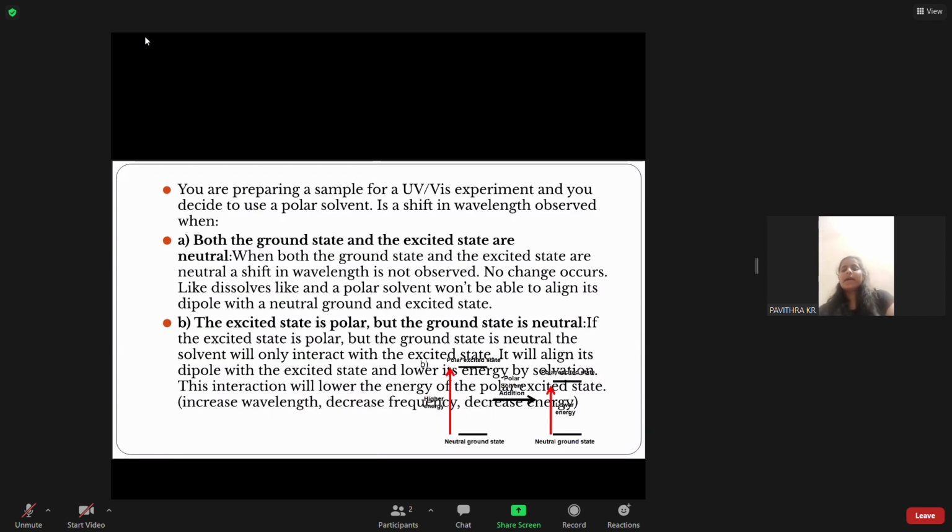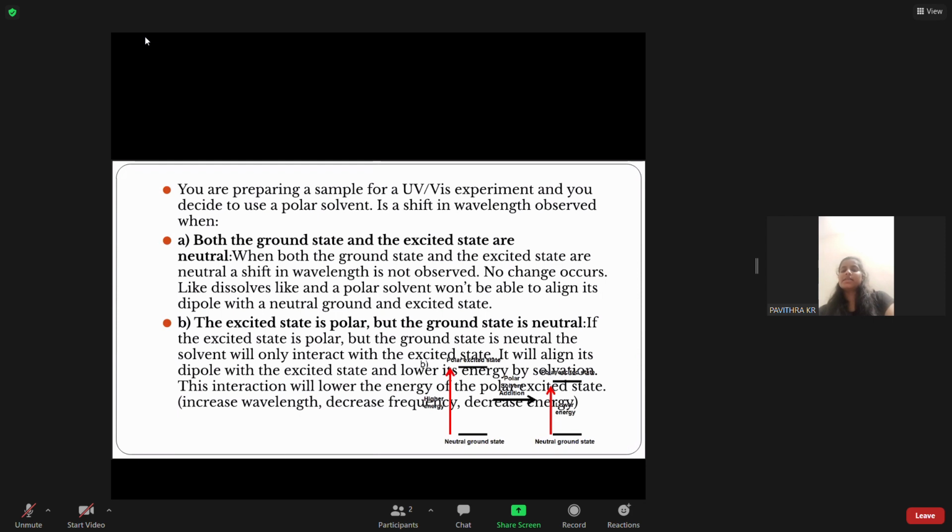Consider you're preparing a sample for UV or visible experiments and you decide to use a polar solvent. Is a shift in wavelength observed when both the ground state and the excited state are neutral? When both the ground state and the excited state are neutral, a shift in wavelength is not observed. No charge occurs. Like dissolves like, and a polar solvent would not be able to align its dipole with the neutral ground and excited state.